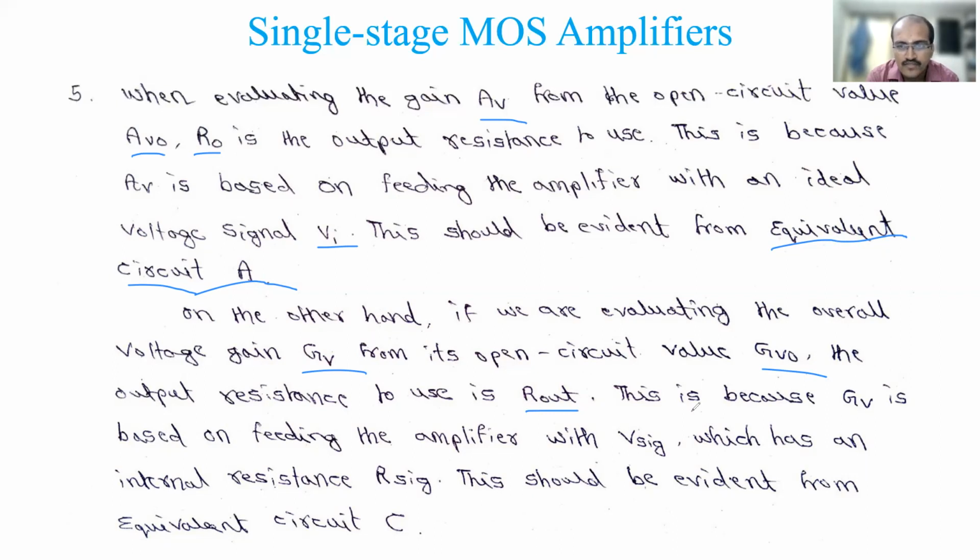So that is the difference. This is because Gv is based on feeding the amplifier with Vsignal, which has an internal resistance Rsignal. This should be evident from equivalent circuit C. So, circuit A and circuit C, that is the point.